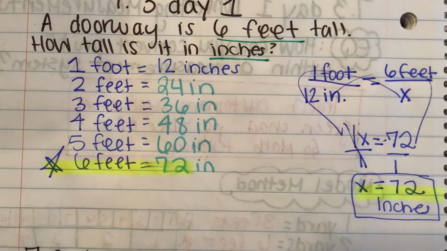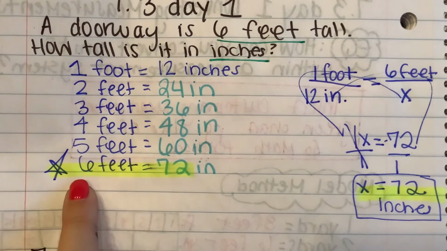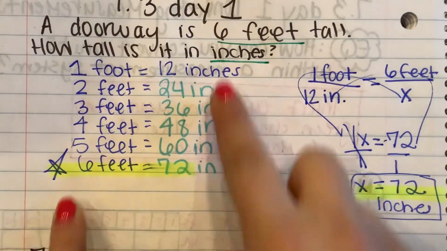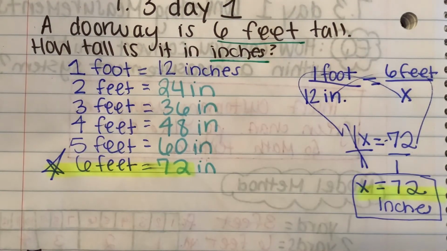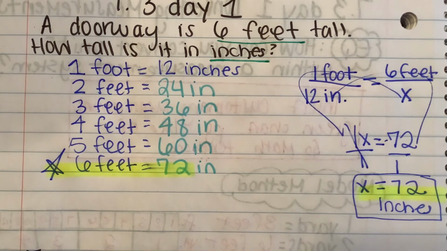If you're able to see the shortcut of just multiplying 6 times 12 right away, the baseline, to get 72, you're welcome to use that method. You just want to know this listing method and our proportion method as well.